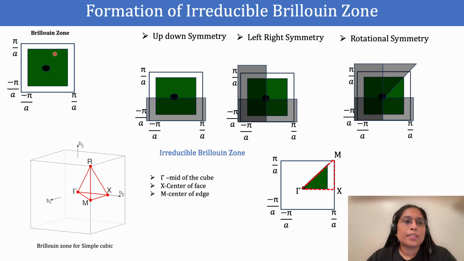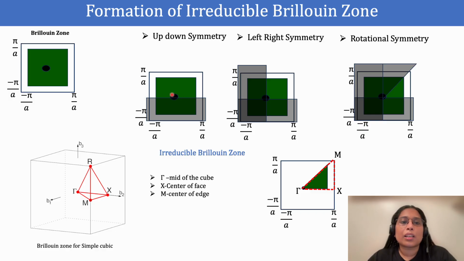Okay, so I'm going to consider the Brillouin zone from the previous slide. So here is the dimension and this is the Brillouin zone. Our aim is to produce the irreducible Brillouin zone from this structure. So first, we will be checking whether it has up and down symmetry. As it is a square lattice, we can see that it has up-down symmetry. So for simplification, we have to consider only this up portion. We can avoid the down portion. So here we will be considering only the up portion.